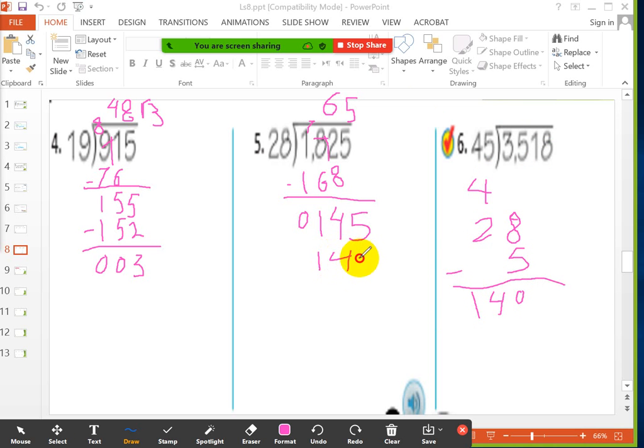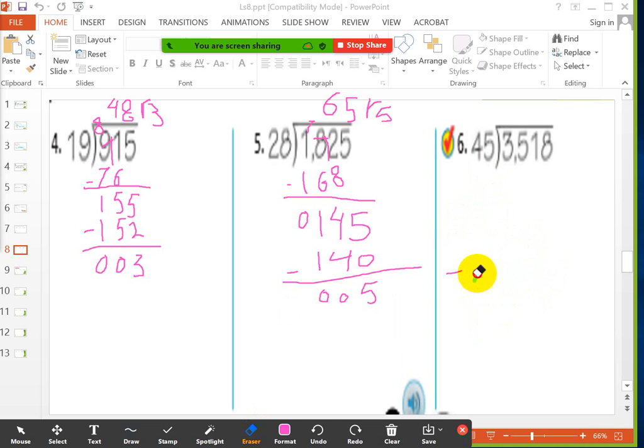114. Let's subtract. 5 minus 0 equals 5. 4 minus 4 equals 0. And 1 minus 1 equals 0. So can I divide 5 on 28? No, I can't. So it will be a remainder. So I will write it here next to the quotient. So my quotient is 65 remainder 5.